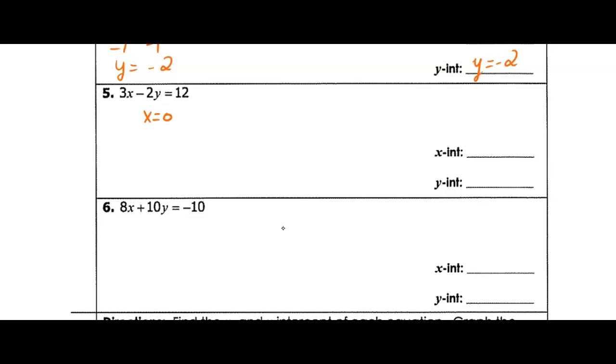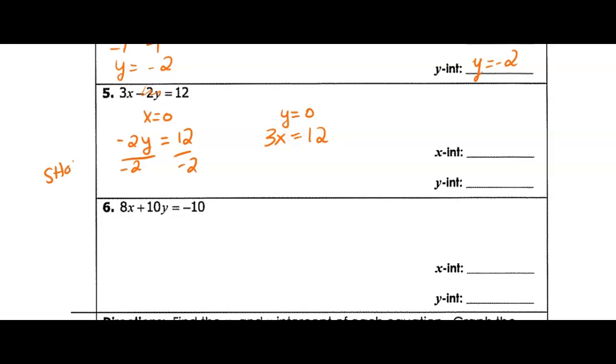So we're going to do this problem twice, once when x equals 0, once when y equals 0. When x equals 0, that leaves me with negative 2y equals 12 because this would just disappear. And then if I did it again, and I got rid of that part because it equals 0, then 3x would equal 12. So now I just do my one step. I divide both sides by negative 2.